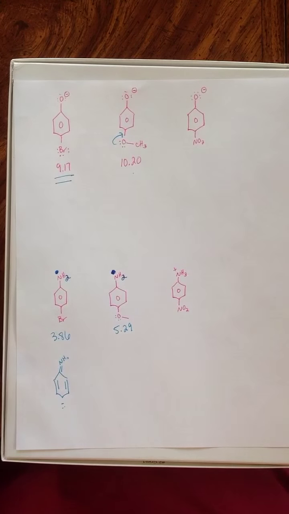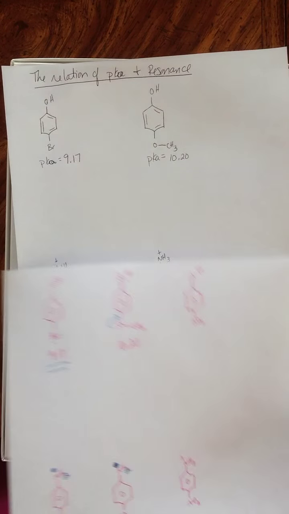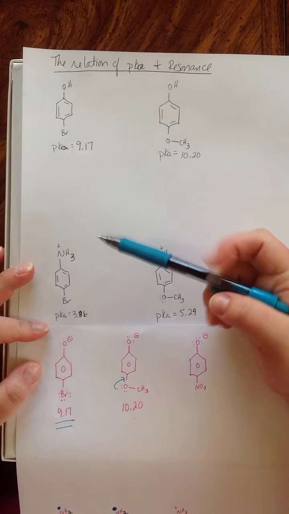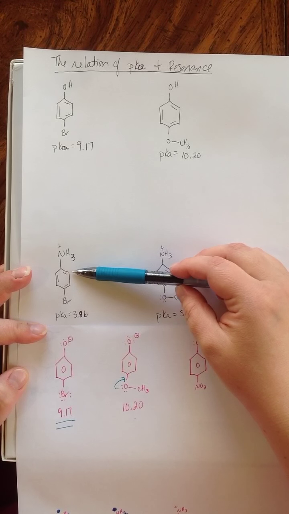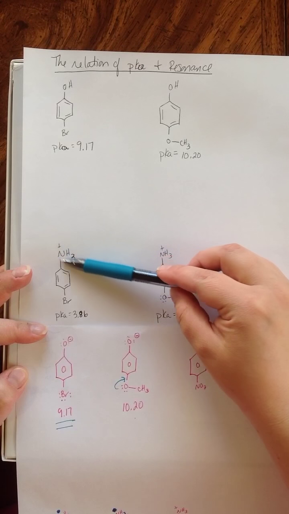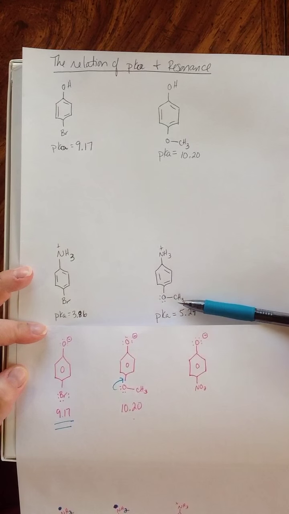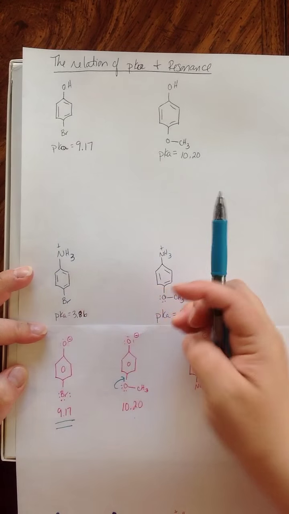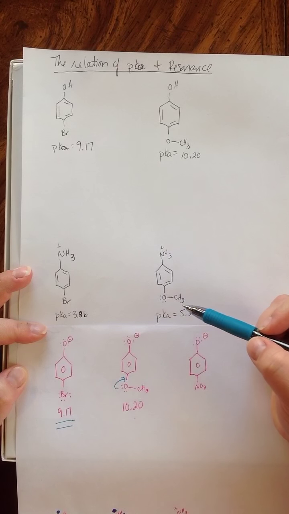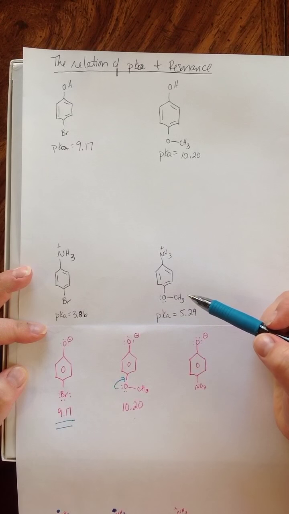Another way to look at that, if we go back to this structure, is that bromine is not as stabilizing of this acid as oxygen is. Oxygen is more stabilizing of that positive charge because it's willing to put electrons into the ring. That's another way to look at it.